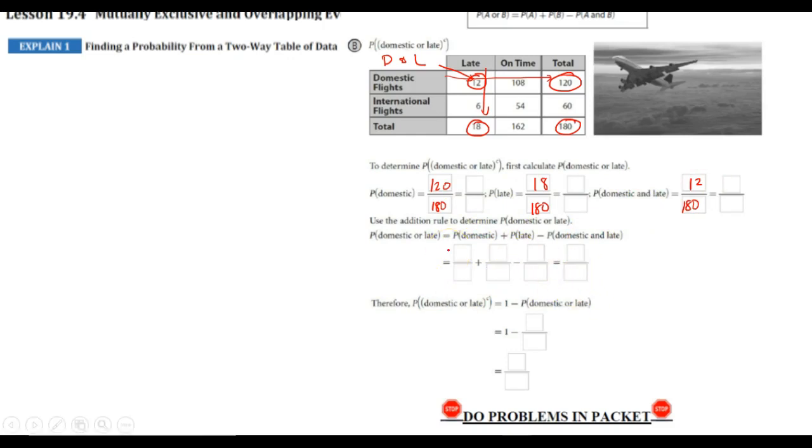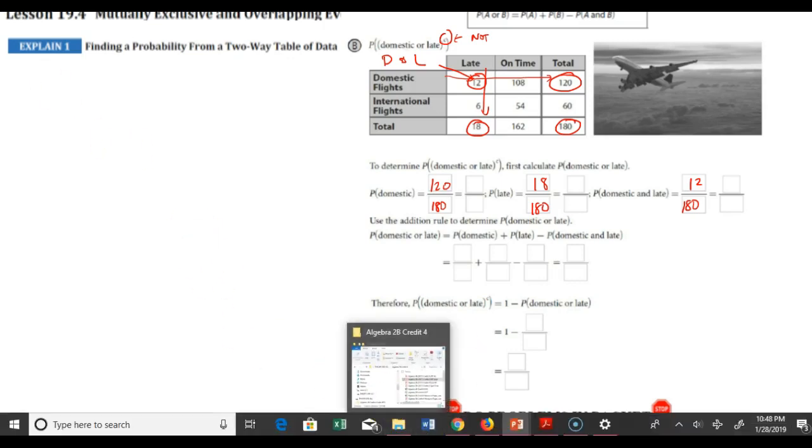Oh, and notice that we have an extra step because there's the tiniest little complement right here. You know, that means not domestic and not late. So there's going to be one more step to figure out what the not would be. That's why we had to figure out the probability of domestic or late first, so that we can subtract from 1. So this is taking a little bit from previous sections, so they might do that from time to time. Just keep that in mind.